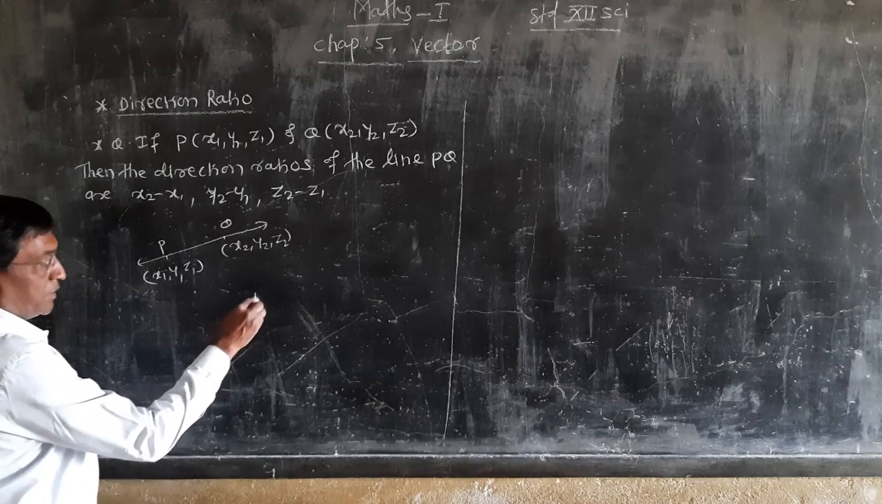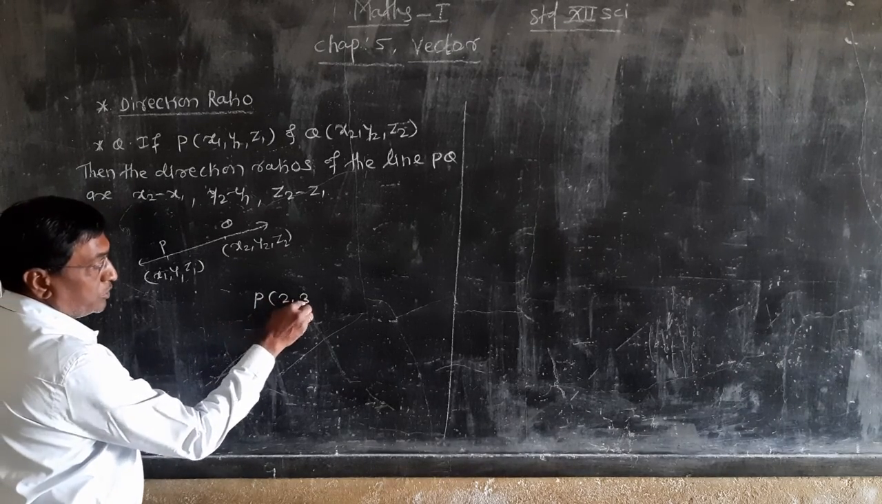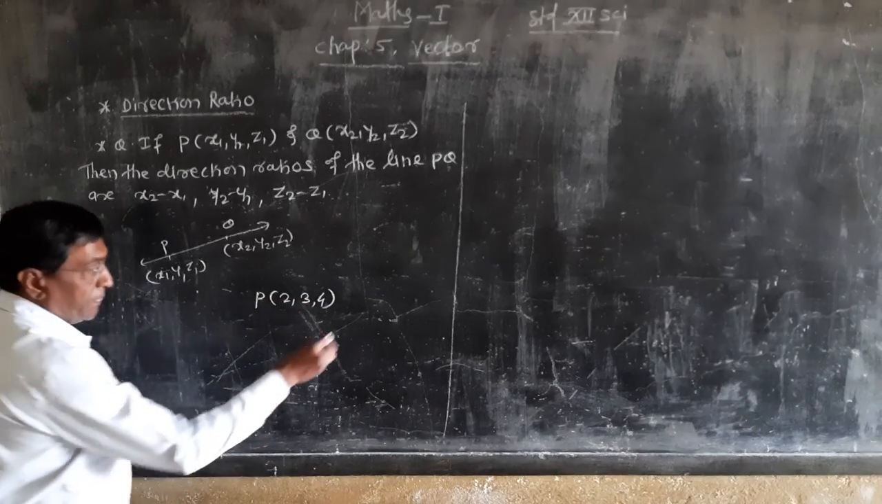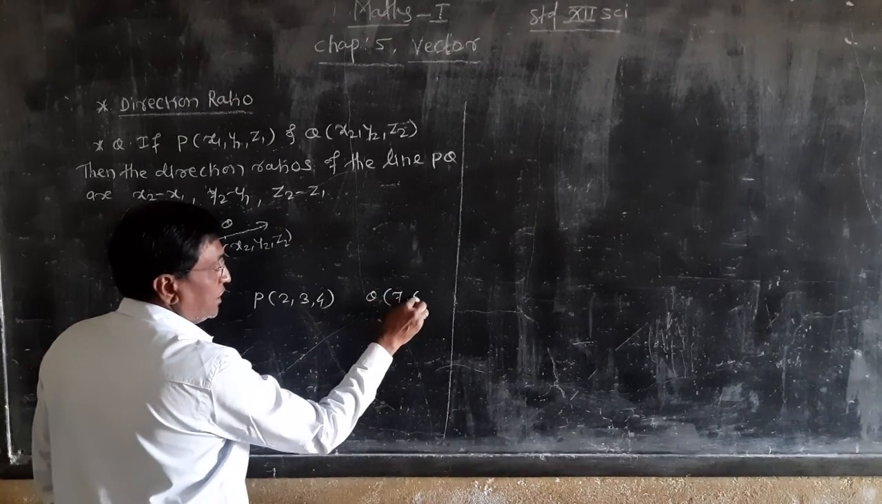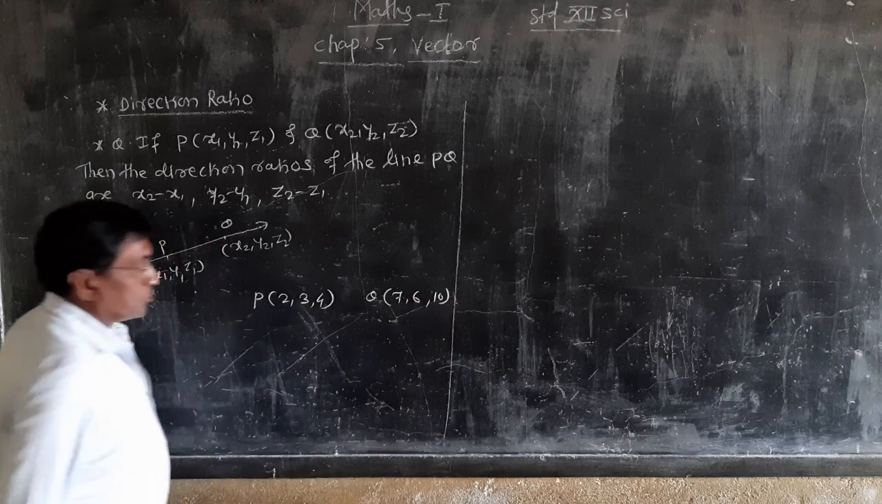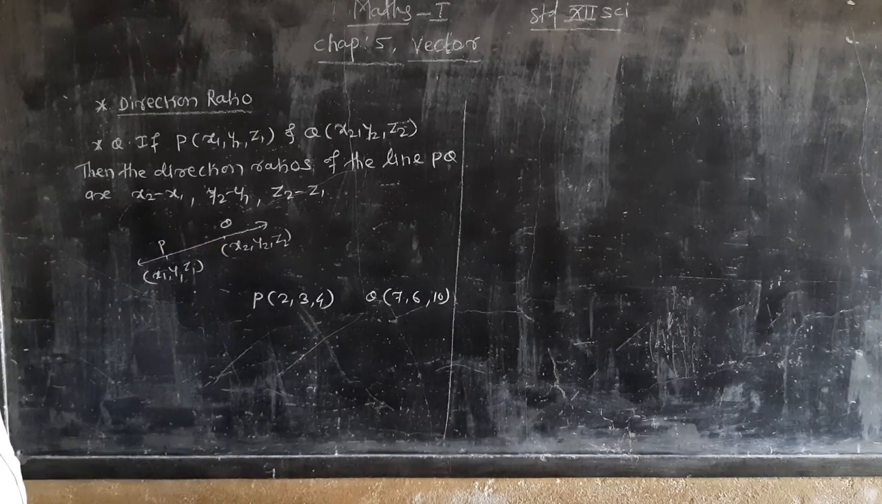Now for example, suppose you are given 2, 3, 4, this is the coordinate of the point P, and this is the coordinate of point Q, that is 7, 6, 10. Okay, so what are the direction ratios? So simply you can simplify that.